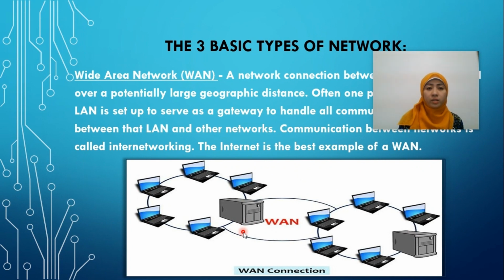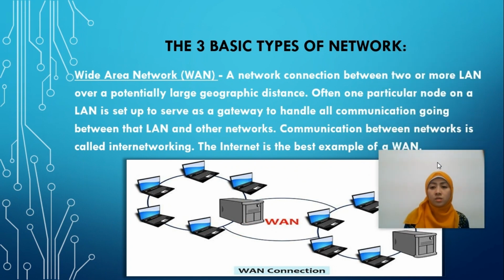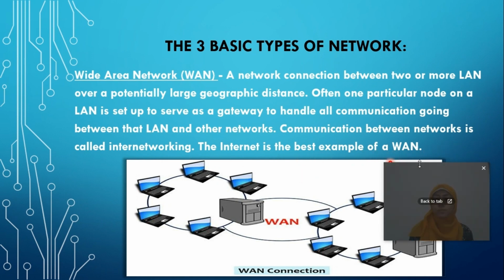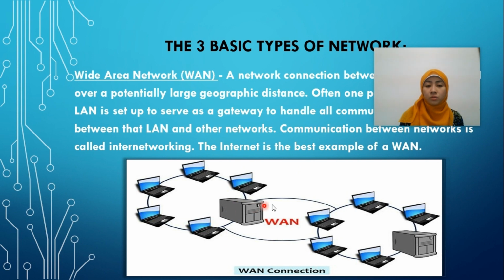Next is the wide area network, or WAN. A WAN is a network connection between two or more LANs over a potentially large geographic distance. Often, one particular node on a LAN is set up to serve as a gateway to handle all communication going between that LAN and other networks. Communication between networks is called internetworking. The internet is the best example of a WAN. Here I also have a visual of a WAN connection.